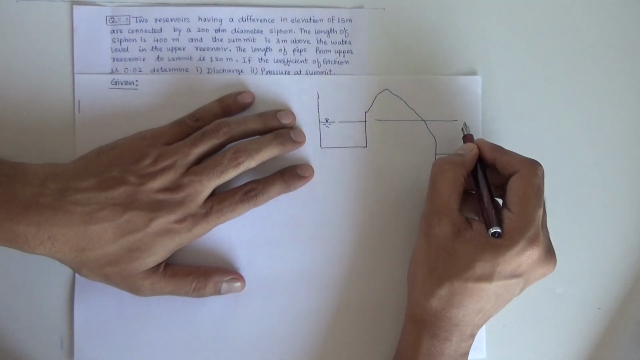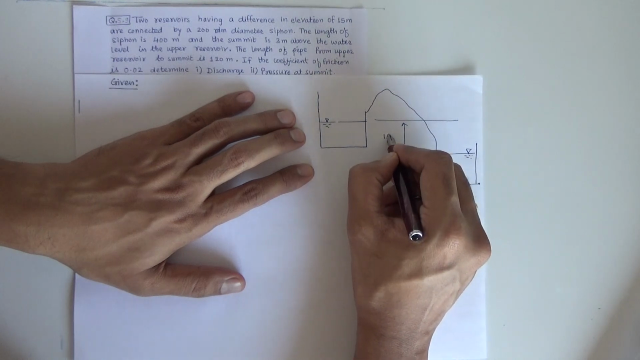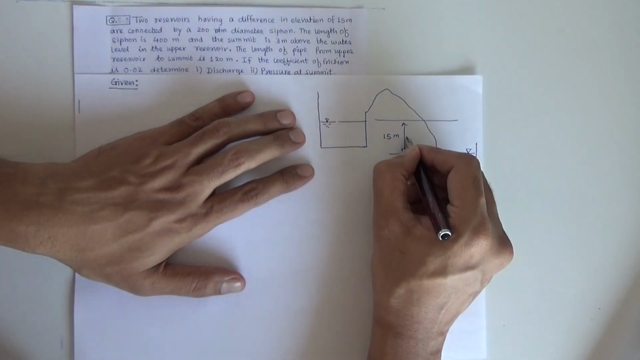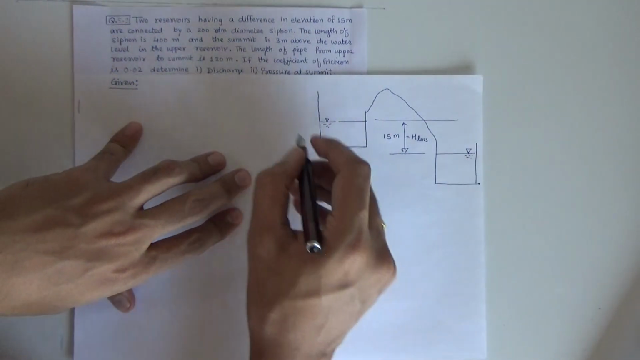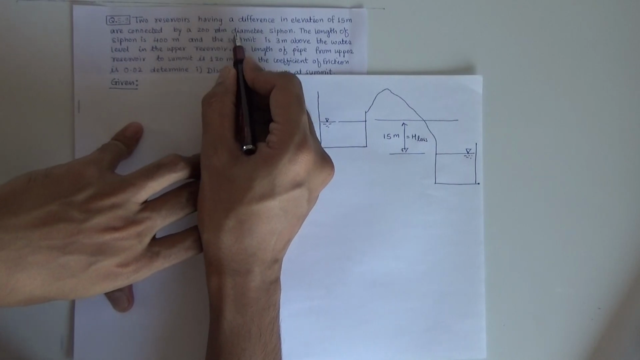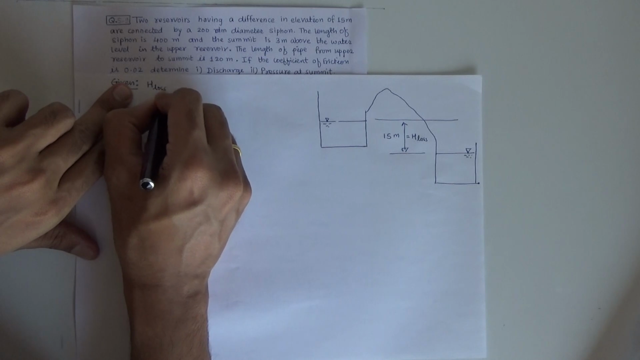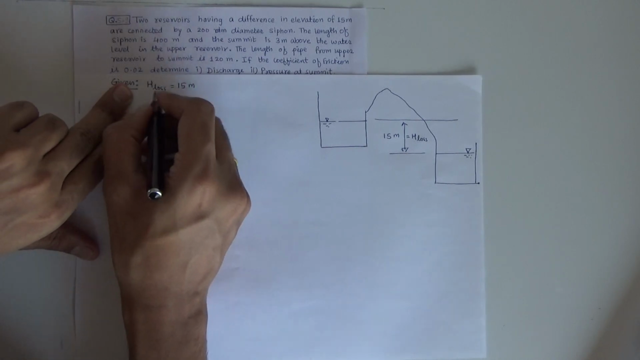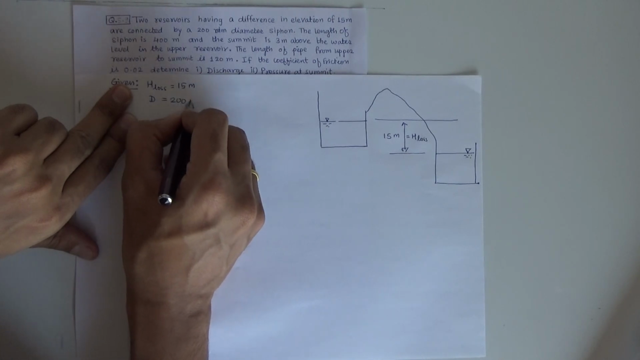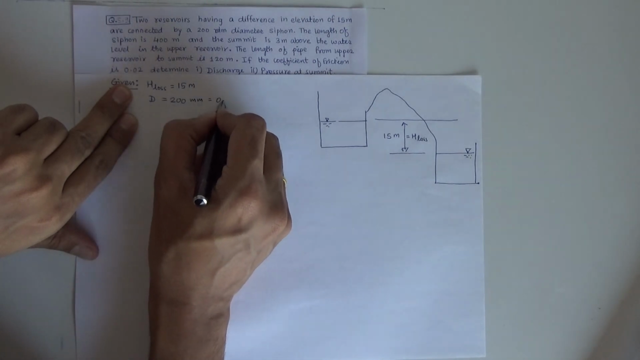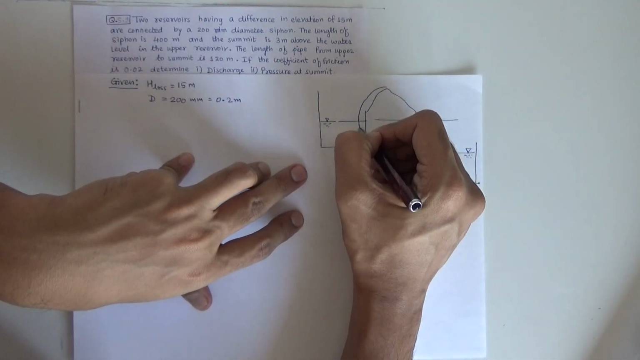The level difference between them is 15 meter. That is nothing but your total H loss. They are connected by a 200 mm diameter siphon. So H loss is given as 15 meter, and the diameter of the siphon is 200 mm, that is 0.2 meter, which means there will be a siphon over this hill.